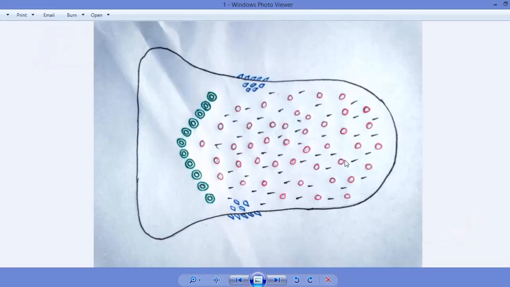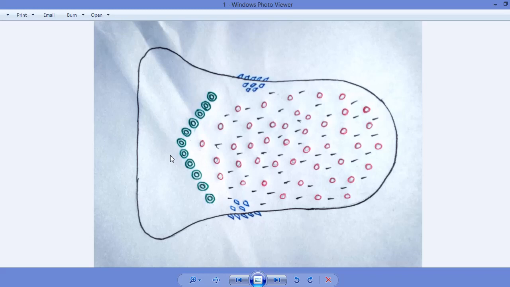In this slide, we can see the structure of the tongue. This is the apex of the tongue. This is the body of the tongue, and this is the base of the tongue. The dorsal surface of the tongue shows a large number of pimple-like projections, which you can see over here, and these pimple-like projections are called papillae. These pimple-like projections or papillae are of four types.